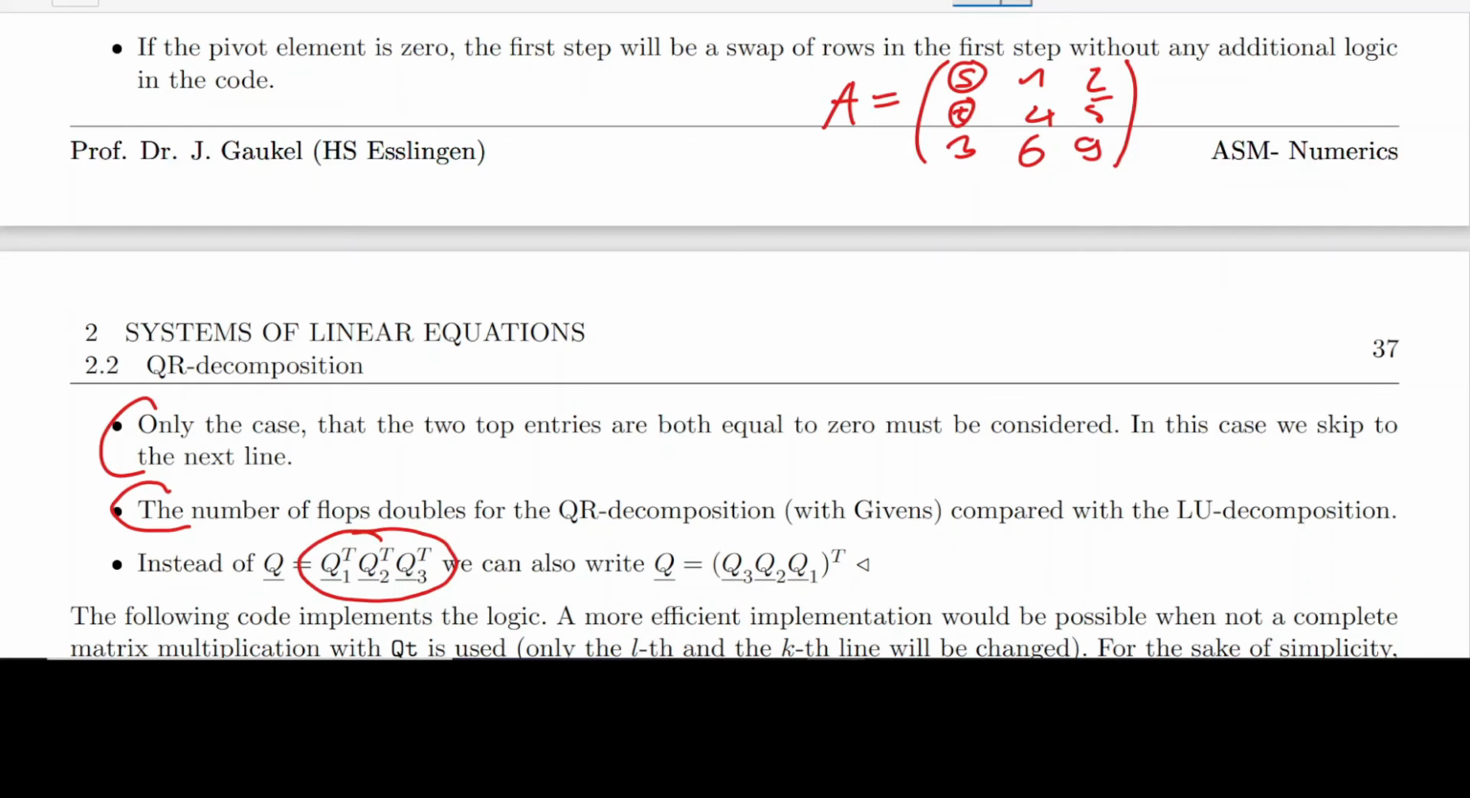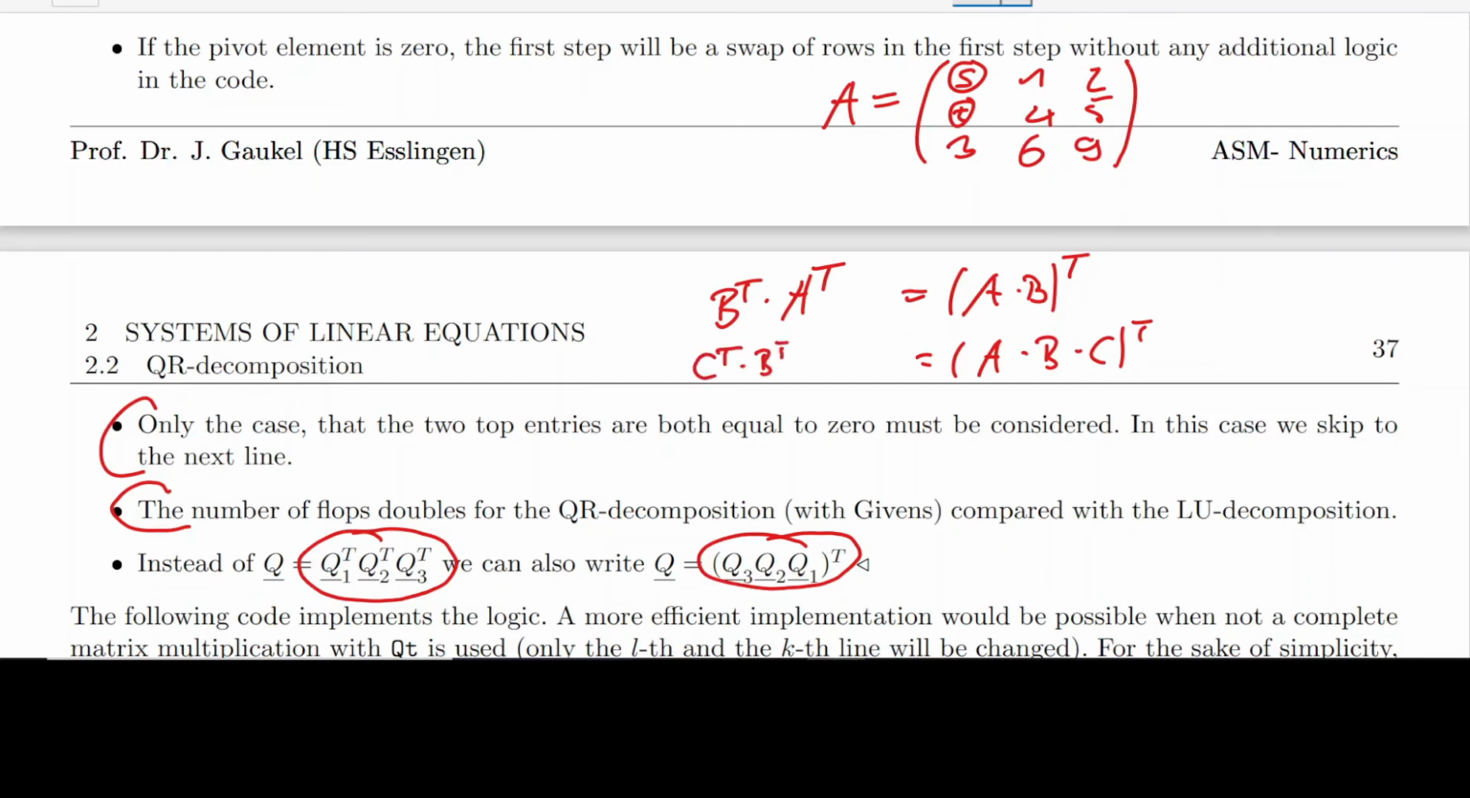Maybe if you have a look in other textbooks, so in my script we have Q1 transposed, Q2 transposed, and Q3 transposed, and in other textbooks you will get the reverse order, and then maybe you wonder, but that's not so hard, because you know the rule that the product AB transposed is the same as B transposed times A transposed. Because that is true, A times B times C transposed is also C transposed times B transposed times A transposed, and so these two are equivalent due to that fact.